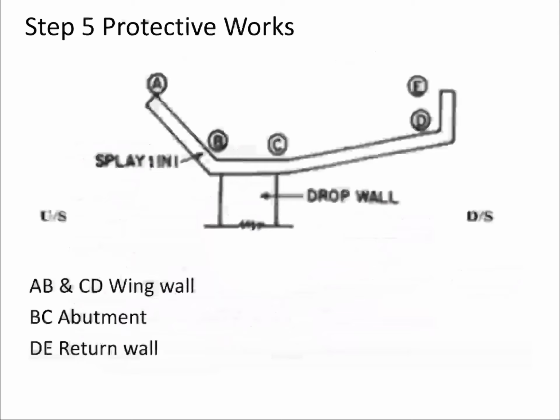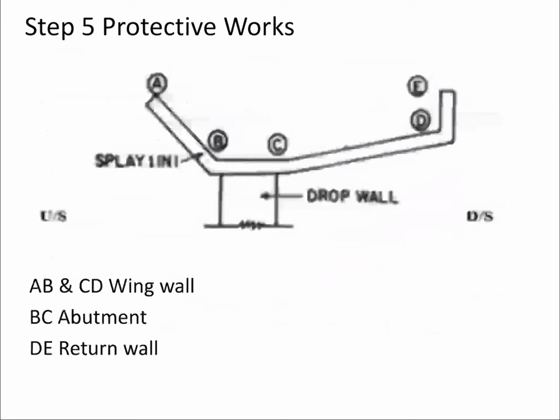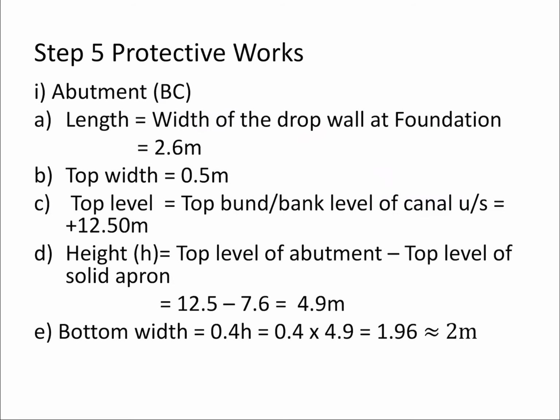Then we want to fix the protection work. Protection works are AB, BC, CD and DE, where AB and CD are wing walls, BC is the abutment wall and DE is the return wall. So first we can design the abutment wall BC. So the length of the abutment wall will be equal to width of the, this length will be equal to width of the drop wall, right? And foundation, which is equal to 2.6 meter.